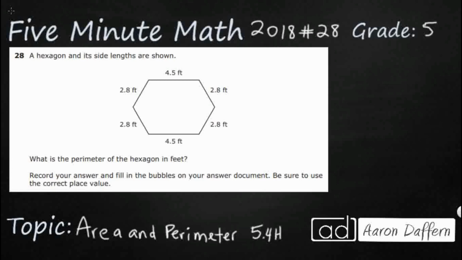Today we are looking at the 5th grade concept of area and perimeter. This is standard 5.4H in the great state of Texas, and we are using item number 28 off the 2018 released STAAR test. If you have not done so already, please go ahead and take a moment to pause the video, work this problem out on your own, unpause it, and then we will look at our answers together.